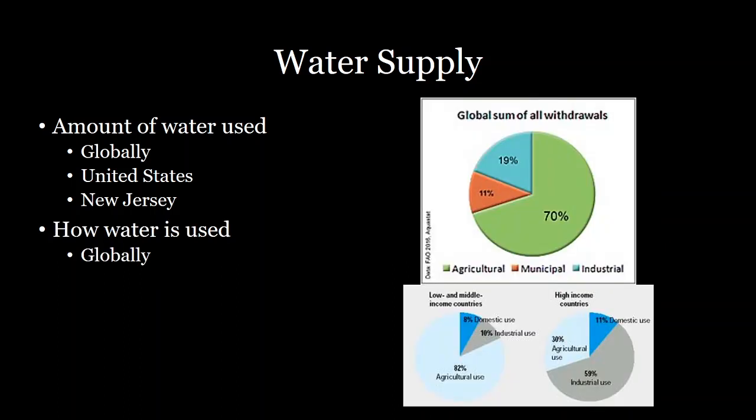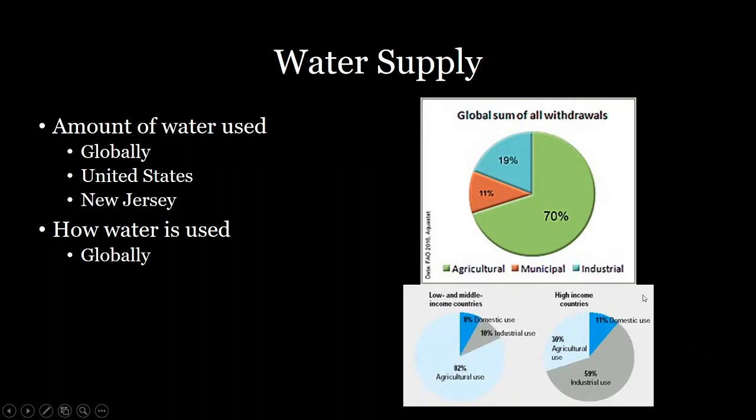So how is that water actually being used? Once you have that water, how do each individual country and state use that water that it pumps out or takes out of a river? And so we can see here, globally, 70% of all water use goes to agriculture for growing crops or raising livestock, whereas only 11% go to municipal water supplies, such as drinking water, and then the rest being industrial use.